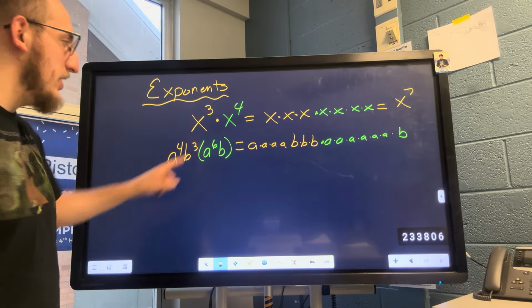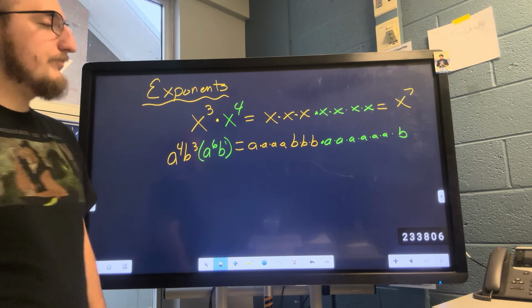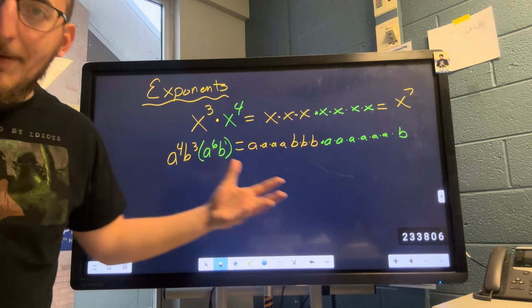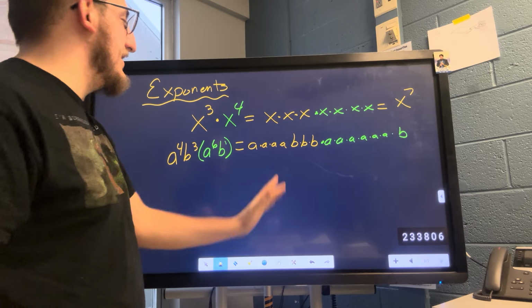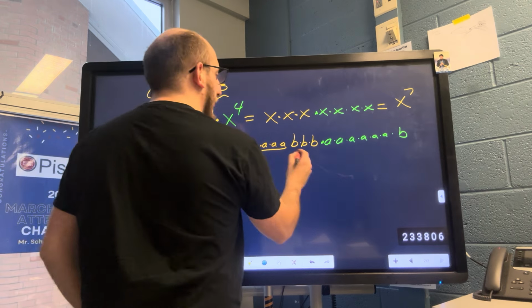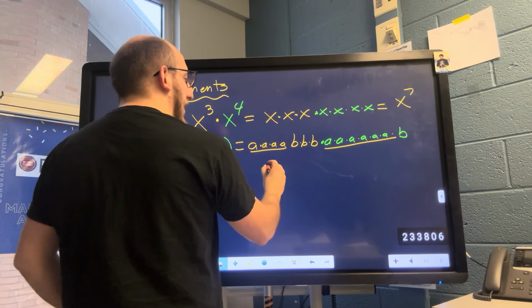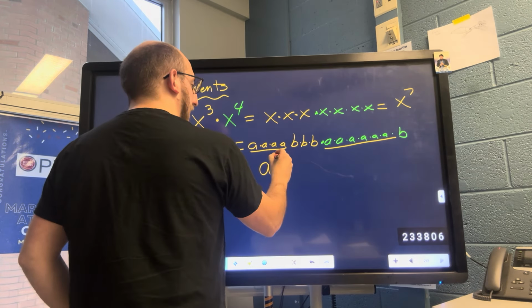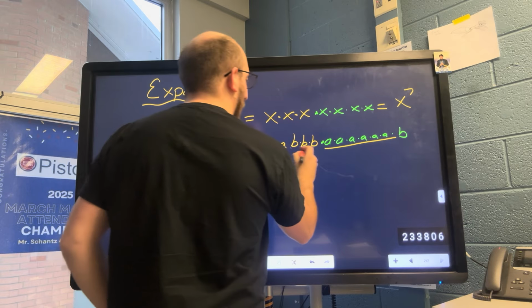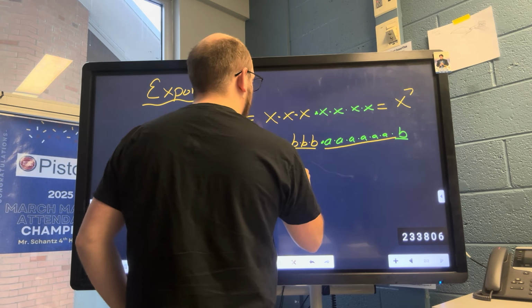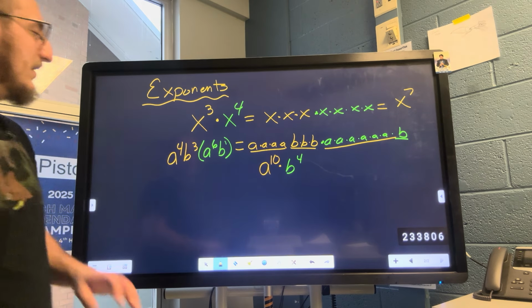Right? If it doesn't tell you, there's a secret one. Now, how many total a's do we have here? When we multiply, how many times do we multiply a by itself? I got 4 over here, I got 6 here, so how many do I have total? a to the 10. And how many b's do I have total? b to the 4.